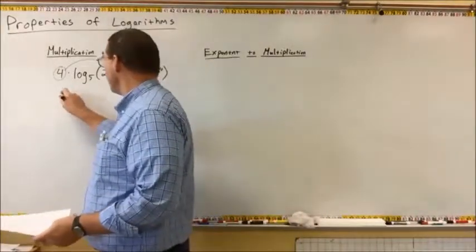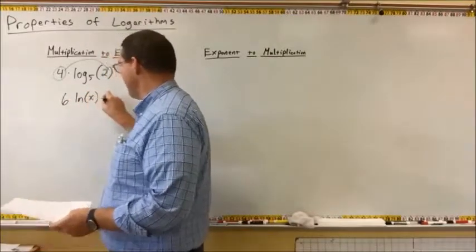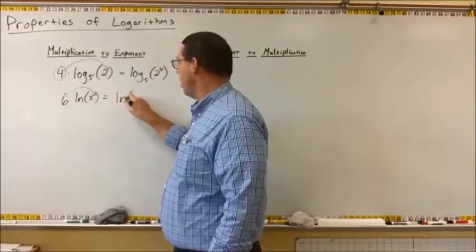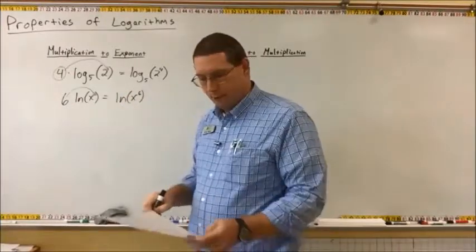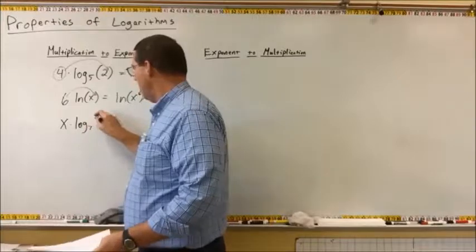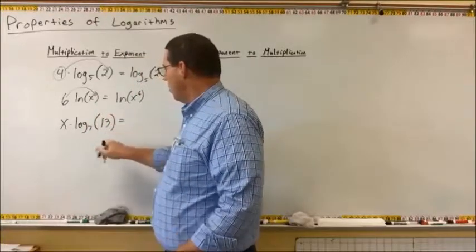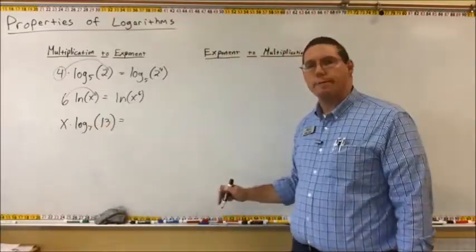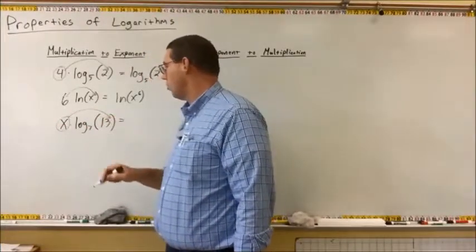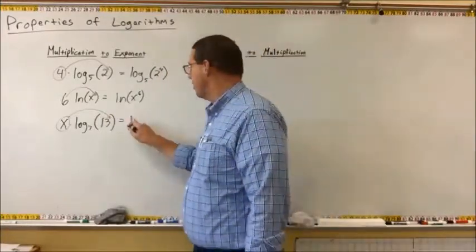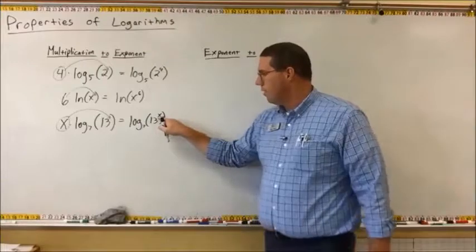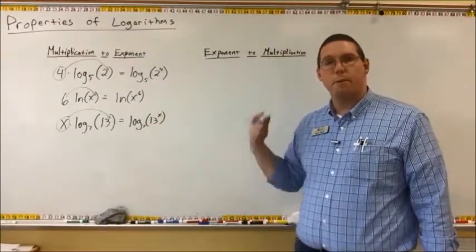So if we have 6 times the natural log of x, this 6 would go onto the x inside the logarithm, and it would become the natural log of x to the 6th power. And then what if we had x times log base 7 of 13? What could we turn this into? Well, think about it for a second. Why don't you try it? All right, so this x, because it's a multiplier of the logarithm, would go inside of the logarithm and become an exponent. And so this would become log base 7 of 13 to the x power. And now the inside of this is now an exponential expression because it has a variable in the exponent.